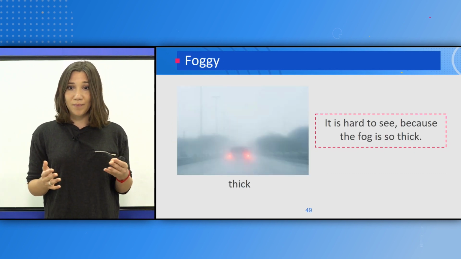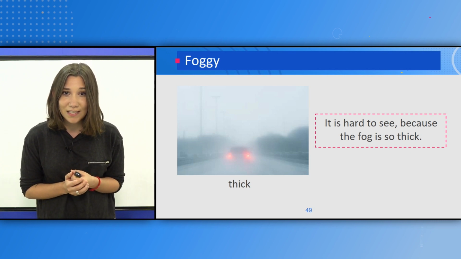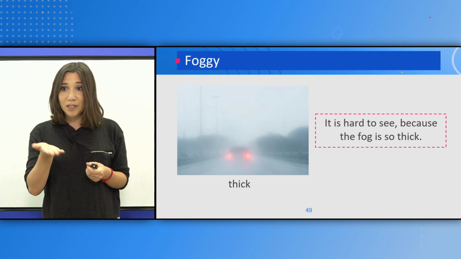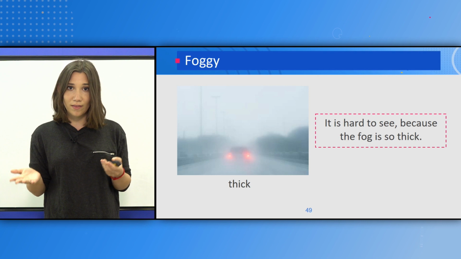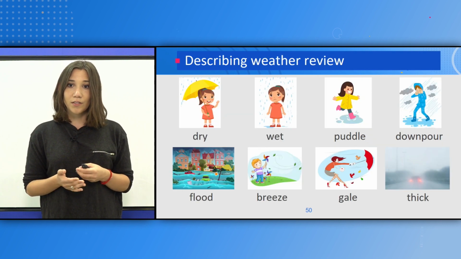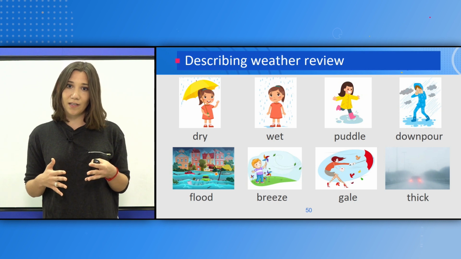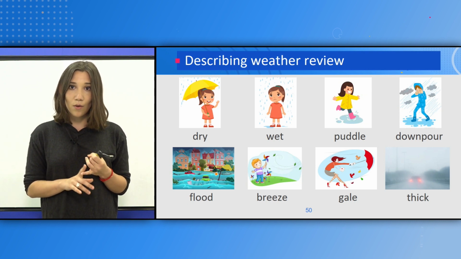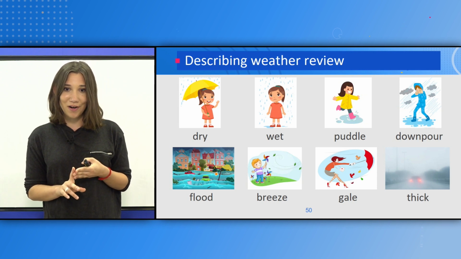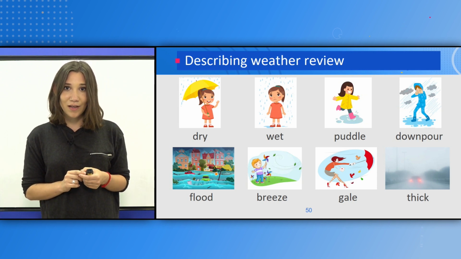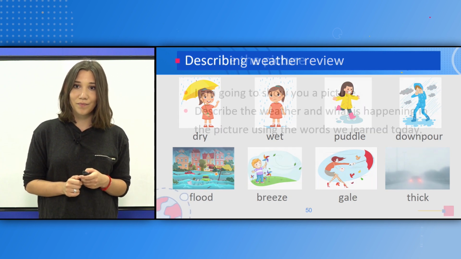Then we have foggy. If it's a thick fog, that means it's really hard to see in front of you. So it is so hard to see because the fog is so thick. So let's review all those different words before we do an activity. We had dry, wet, puddle, downpour, flood, breeze, gale, and thick.